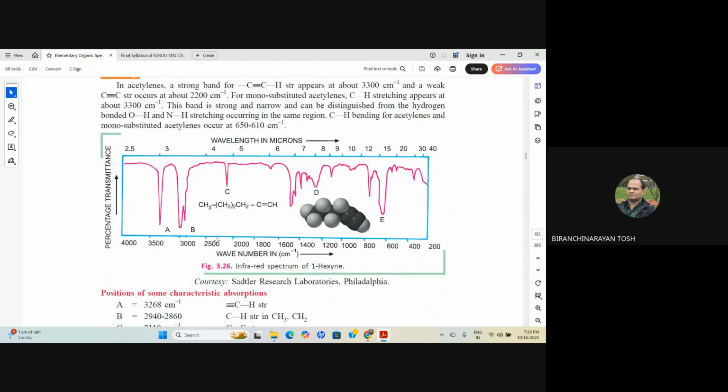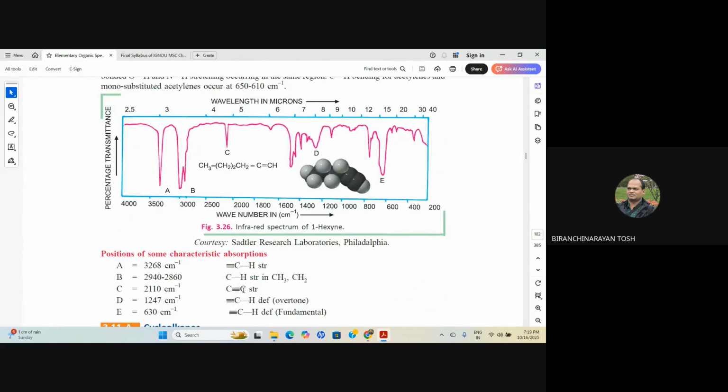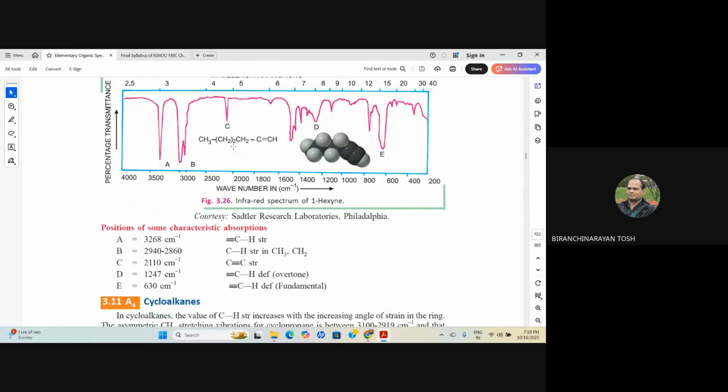Alkyne, again the triple bond CH stretching moves towards the higher wave number, 3268, and the rest remains the same. And for C triple bond C, you will get a new peak around 2110 for C triple bond C stretching. C double bond C stretching will occur at 1600, and C triple bond C stretching at 2100. Others remain the same, and one overtone you will get for CH deformation at 1247.